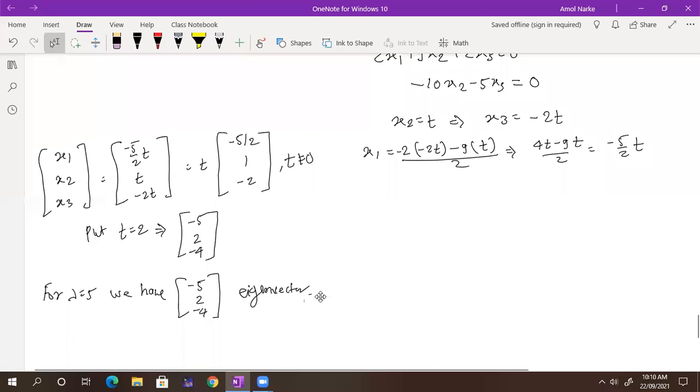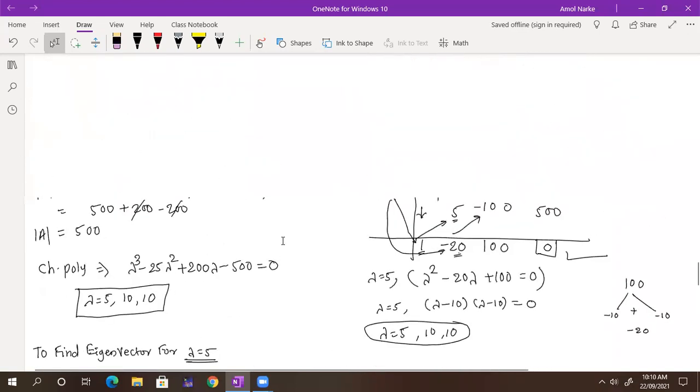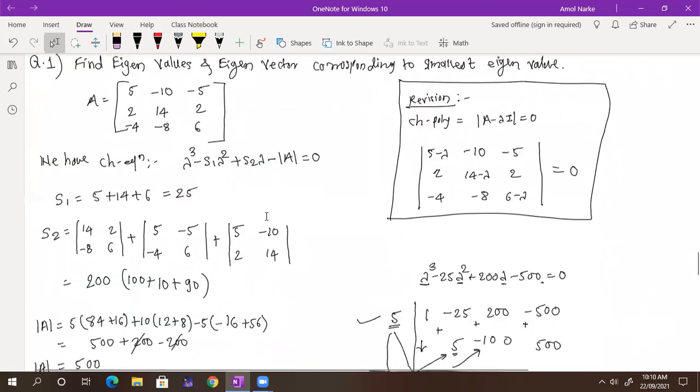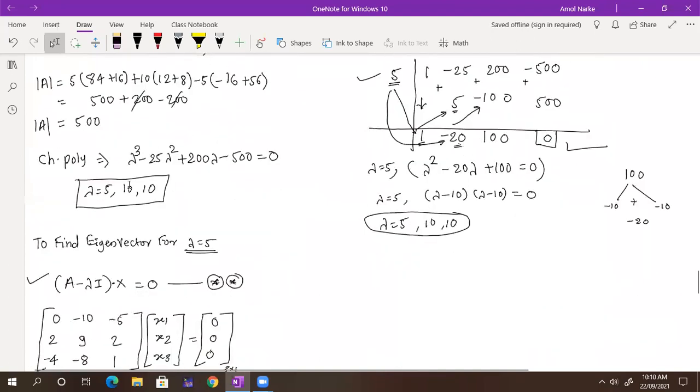Here they are not asking anything. They are just asked to find the eigenvector corresponding to the smallest eigenvalue. That is the end of the problem. But still, here I have two eigenvalues: lambda is equal to 10 and lambda is equal to 10. Its multiplicity is 2. Multiplicity is nothing but how many times that number is repeated. So here we have it repeated 2 times.